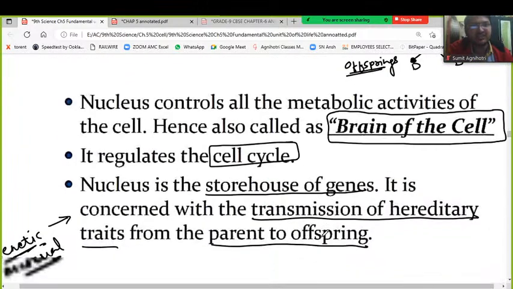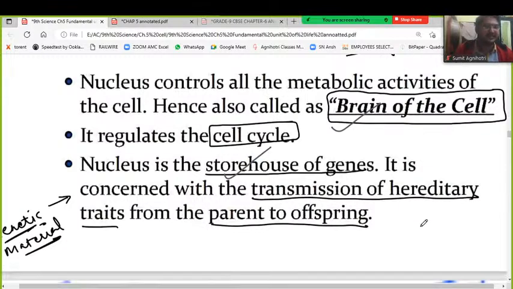Then the functions. It is known as the brain of the cell because the nucleus controls all the metabolic activities. Very important point: it regulates the cell cycle. It is also known as the storehouse of genes because what we inherit from our parents is decided by the gene material present inside this nucleus. That is why we call it the storehouse of genes. These are the different names given to it: brain of the cell, storehouse of genes, and transmission of hereditary traits from parents to offspring is decided by these genes.